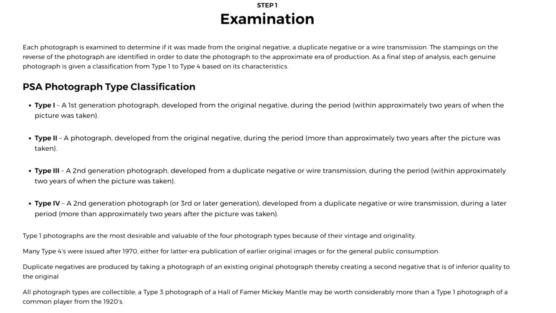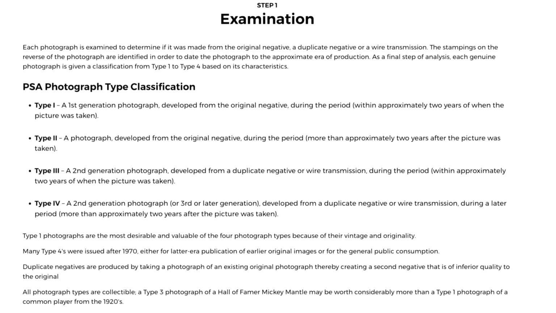Now the type 2 is also from the original negative, and it is made or developed after 2 years. I think they call that a restrike in the photographer vocabulary. You can look it up. It's called a restrike.